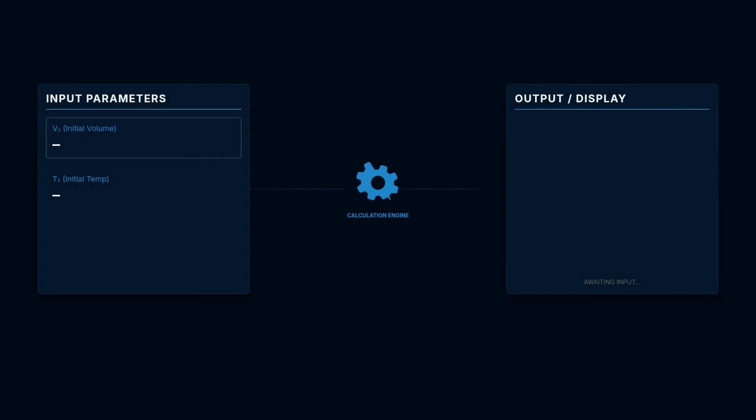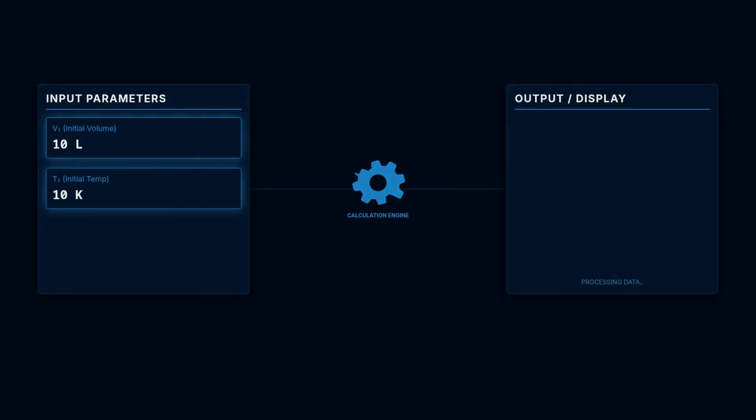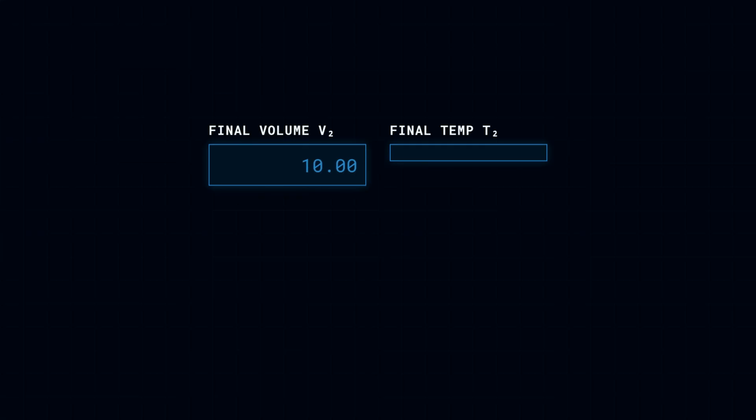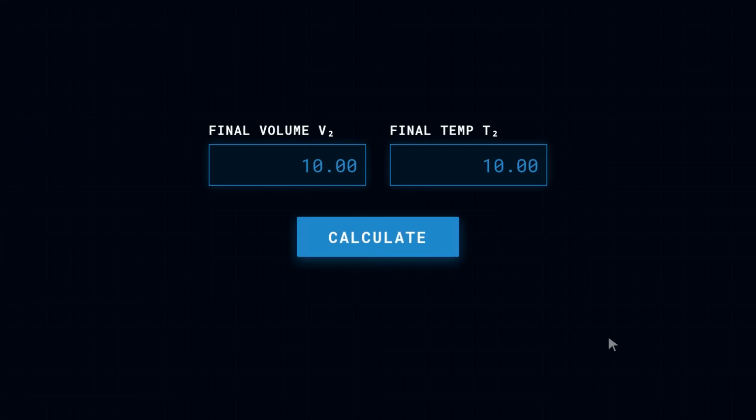The 4 input fields are initial volume V1, initial temperature T1, final volume V2, and final temperature T2. Now, for a worked example, I'll enter 10 for initial volume V1, 10 for initial temperature T1, 10 for final volume V2, and 10 for final temperature T2. After clicking Calculate, here are the results.